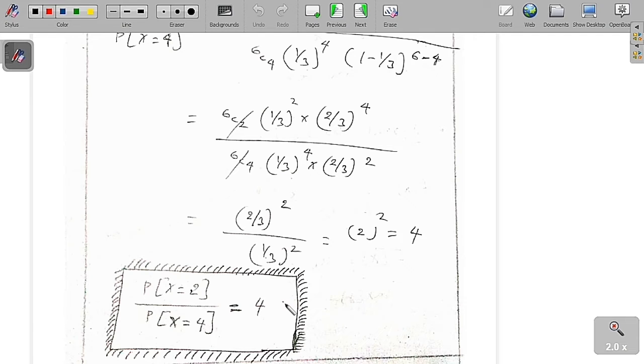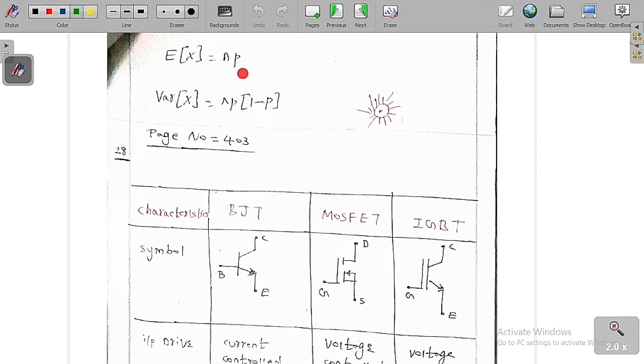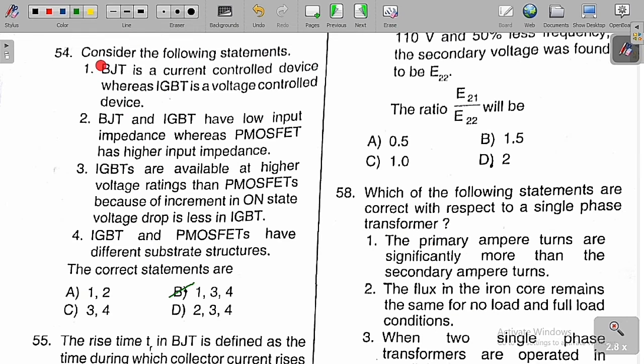So the only thing that you have to remember: the probability of X equal to R is equal to NCR into P to the power of R into (1 minus P) to the power of N minus R. This is the equation in the binomial distribution. So for the binomial distribution, the expectation of X is equal to N into P, whereas the variance of X is equal to N into P into (1 minus P). So now we are going to solve this question.